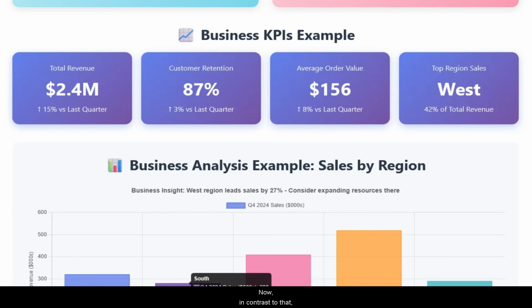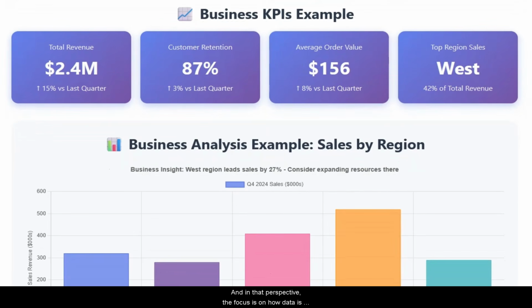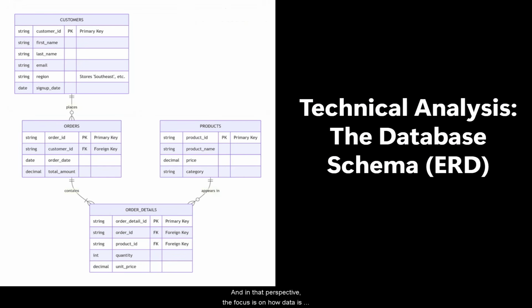Now, in contrast to that, you can analyze data from a database design perspective. In that perspective, the focus is on how data is structured, how it's stored and maintained. This approach is more technical and foundational. It is concerned with building efficient systems that will ensure data integrity, scalability and accessibility of the data.